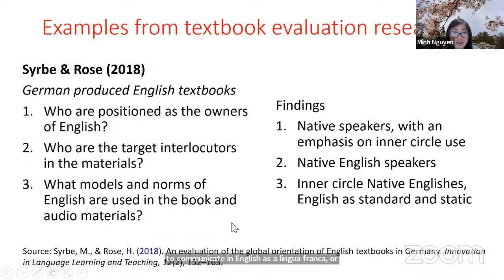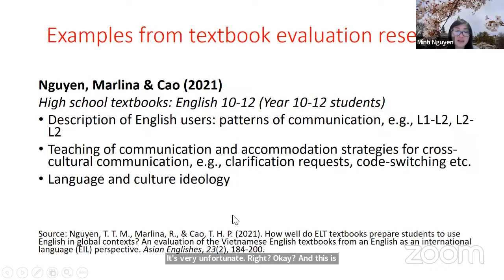Okay, and this is another study that I conducted with Dr. Robbie Malina from RELC Singapore and my student Phuong Cao. And we look at the same set of high school textbooks in Vietnam, English 10, 11, and 12. And we look at three issues, okay? We explored how the books orient towards the English as an international language paradigm, and also the extent to which the books adequately engage learners in learning to use English across cultures.